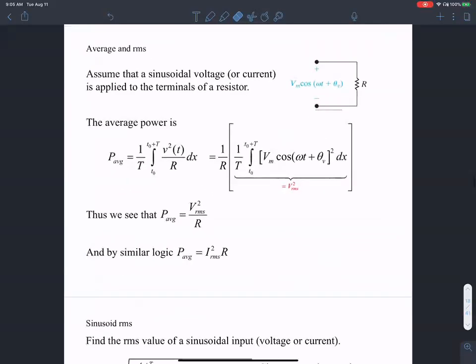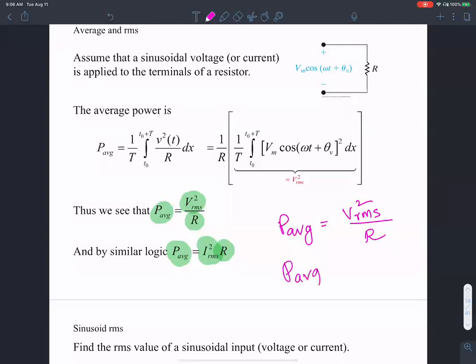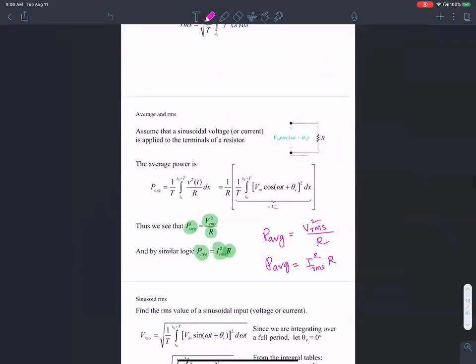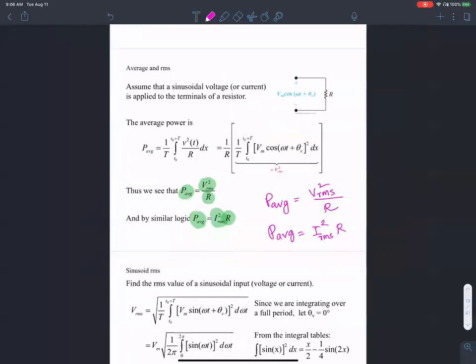So the average power is simply V squared RMS over R, or I squared R. When you're doing the average power calculation, you can simply do V RMS squared over R, or average power can also be calculated as I squared times R, and this I has to be the RMS current, I RMS squared times R.